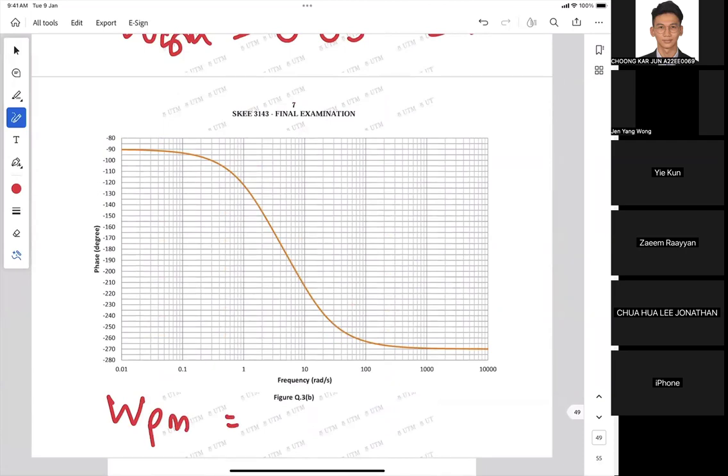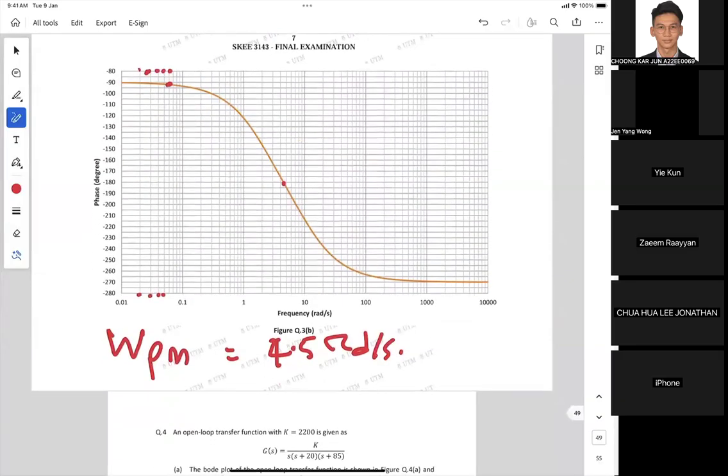What? 4.5? 4.5. Okay, sure. 4.5. Okay, 0.05. Okay, yeah. Okay. What is the phase margin?